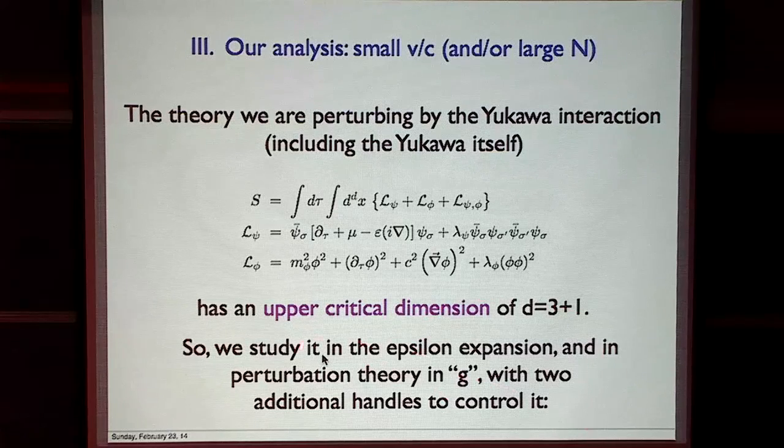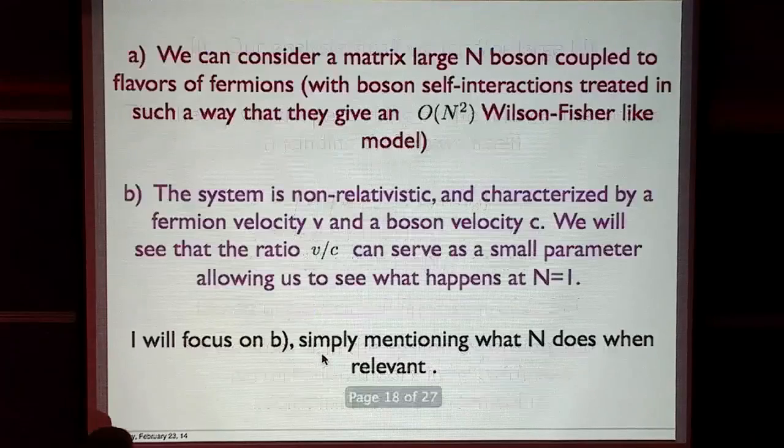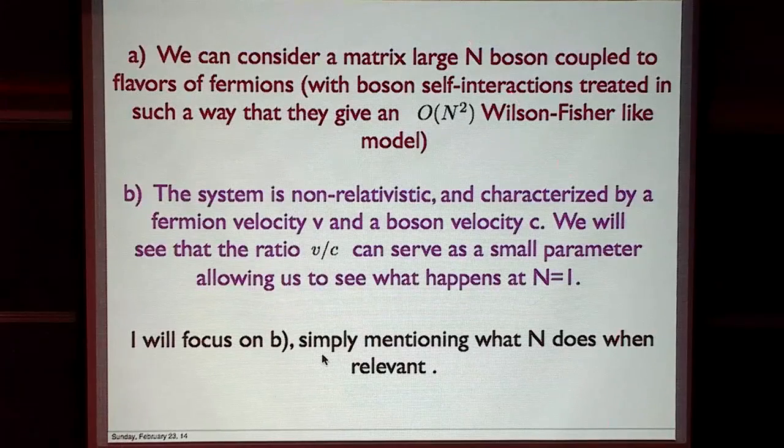And in perturbation theory, well, in G, the Yukawa coupling, and with 2 additional handles. Okay, and the 2 additional handles, I told you, we could consider a matrix large N boson. The boson self-interactions would a priori cause a problem. After all, we can't solve pure glue QCD at large N. But with this particular problem, we don't care about the boson self-interactions so much. And it turns out that there is a way to treat the bosons that's radiatively stable such that they give an ON squared Wilson-Fisher-like model if you just consider self-interactions. Okay, so this is not something you can do with the gauge problem.